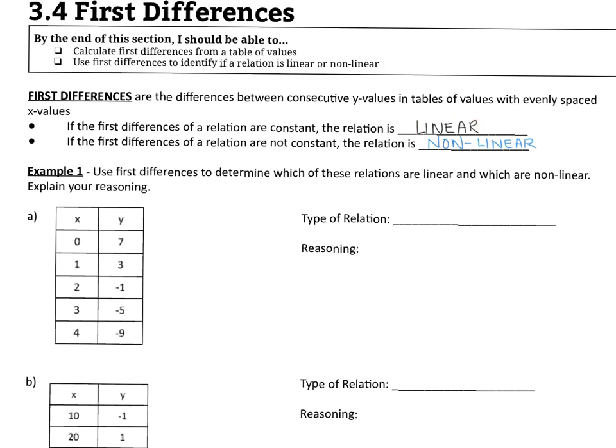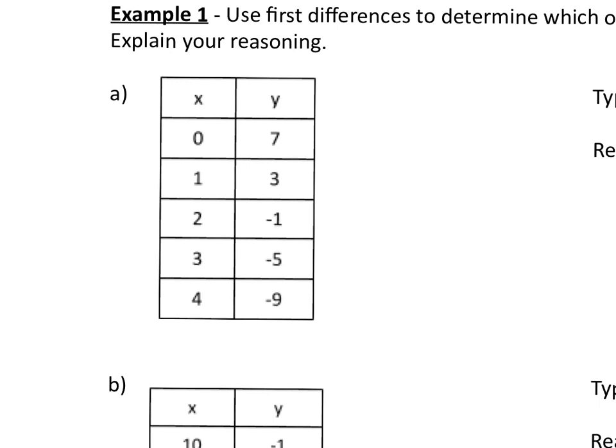If the first differences, however, are not constant, meaning when you calculate the first differences, you get a different value every time, we can then conclude that the relation is nonlinear. And then if we graphed it, we would see that it wouldn't make a straight line, it will make some other type of shape. So let's take a look at a table of values and talk about how to calculate first differences.